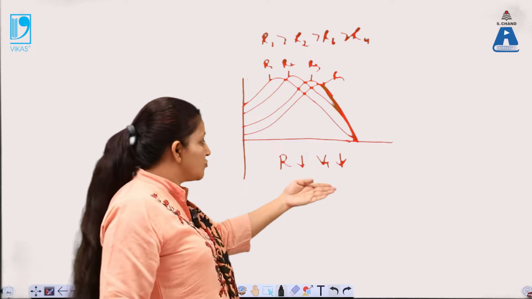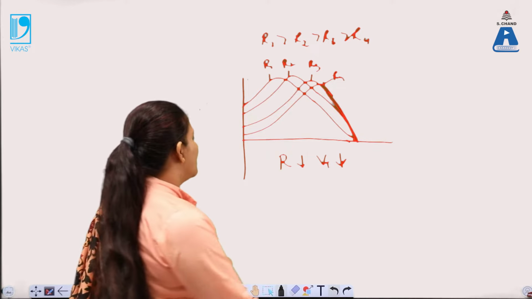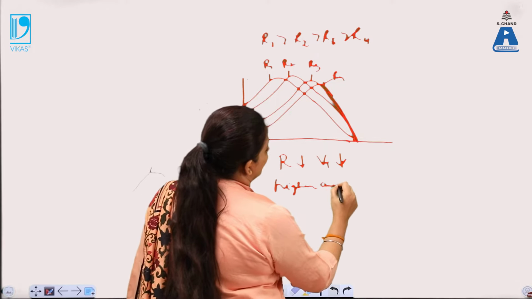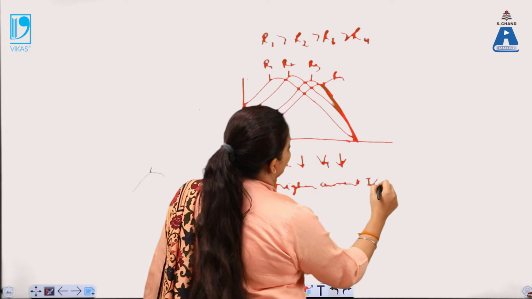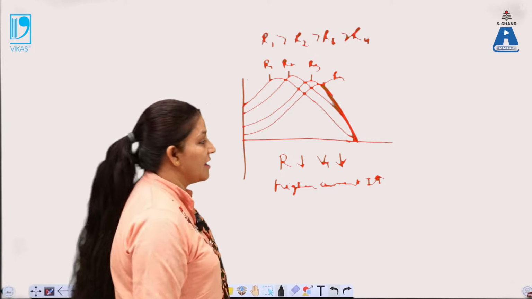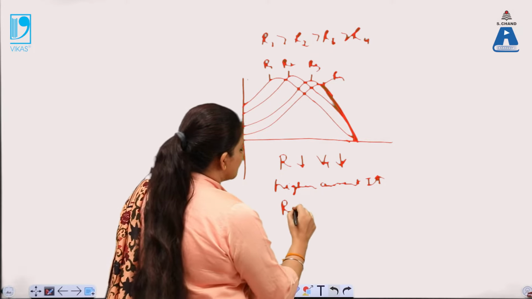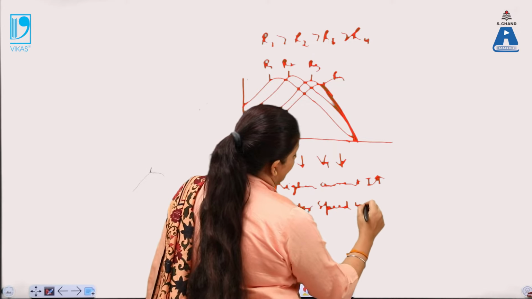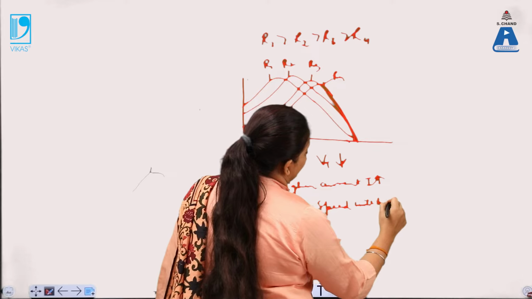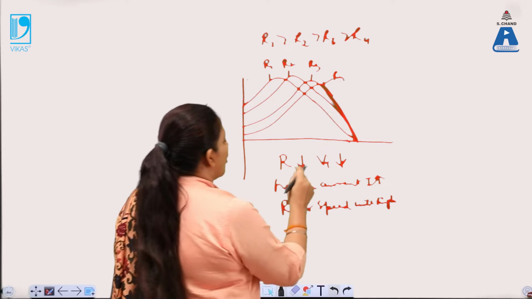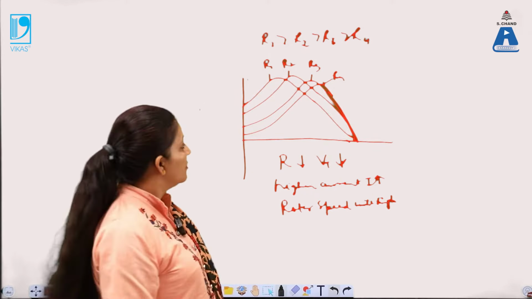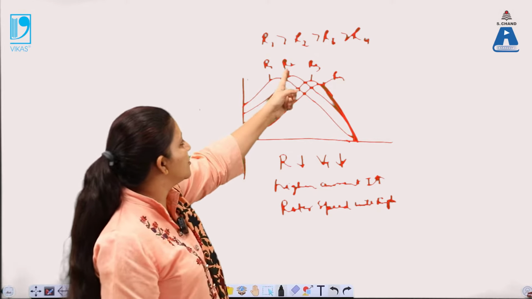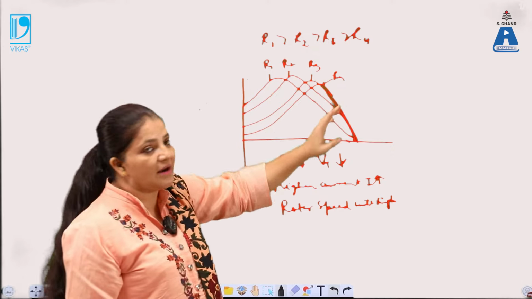Now, as the trigger voltage goes on increasing, the current will be higher. If the current is high, the rotor speed will also be high, which means we can easily operate the induction motor. So that can be achieved earlier as compared to R3, R2 and R1.